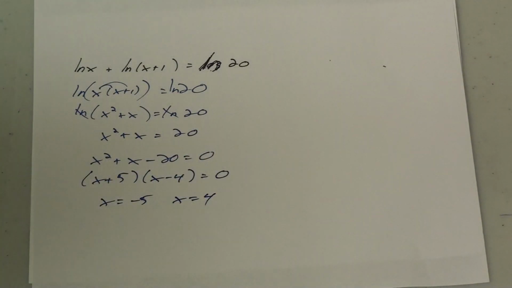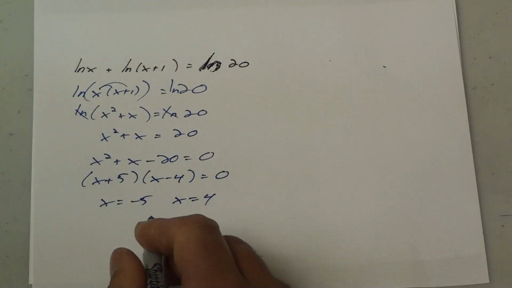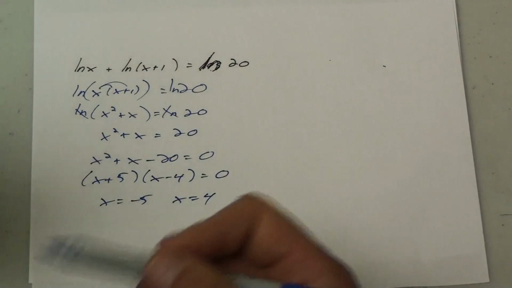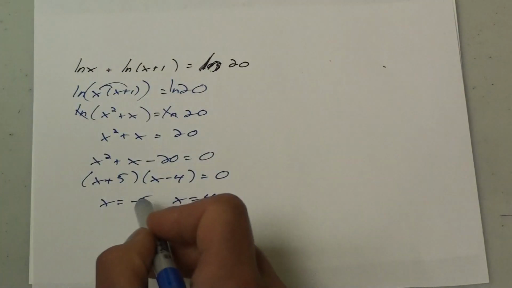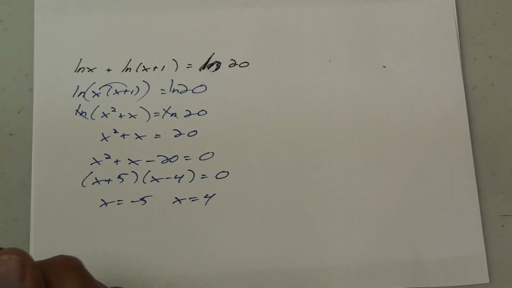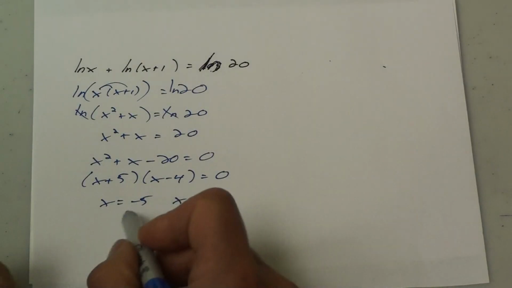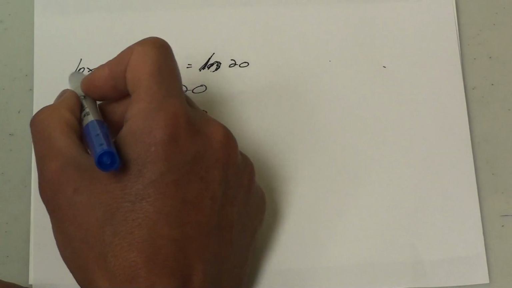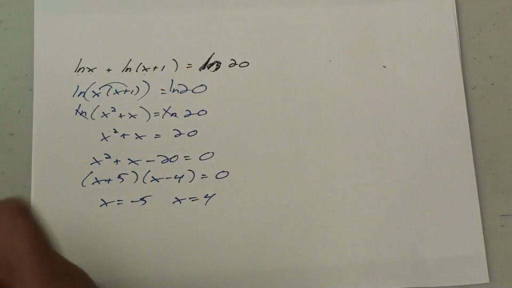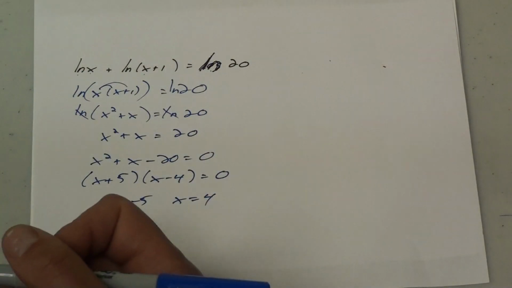Now, you've got to be careful with these answers, because you've got to make sure it's actually going to be possible in the question. If the answer doesn't work in the question, it can't exist. So my answer is negative 5 and 4. If I was to put negative 5 in for these x values, I would be taking the natural log of a negative number. You can't do that.